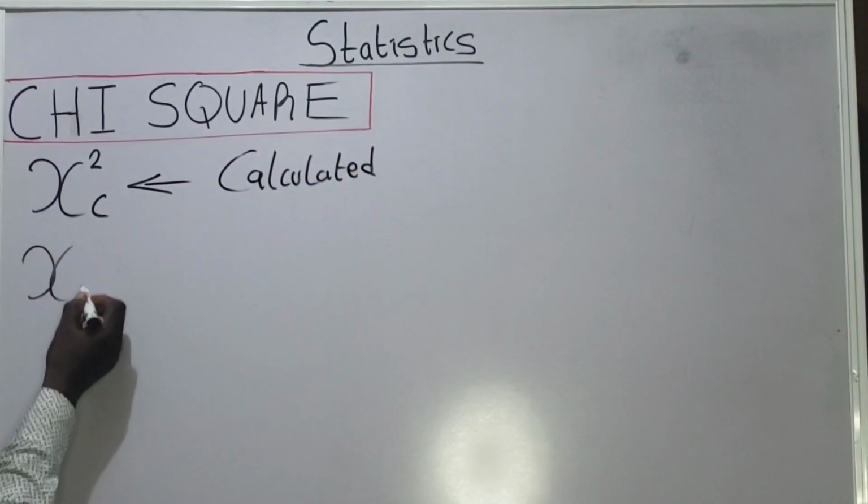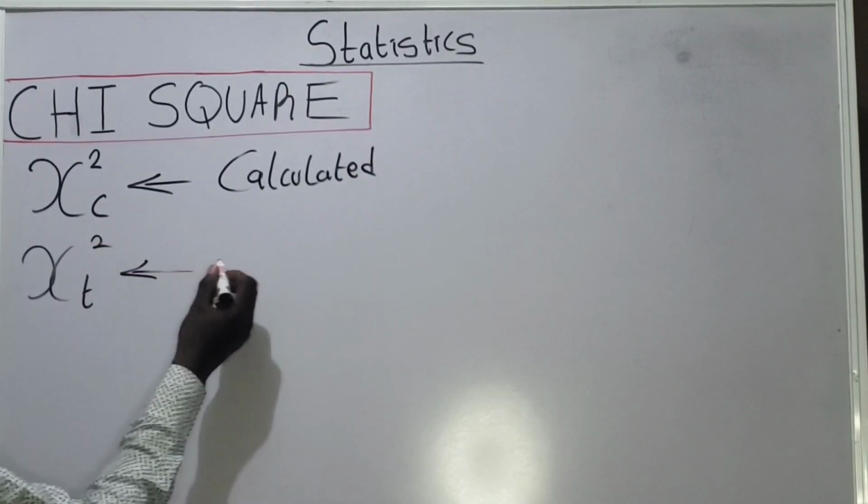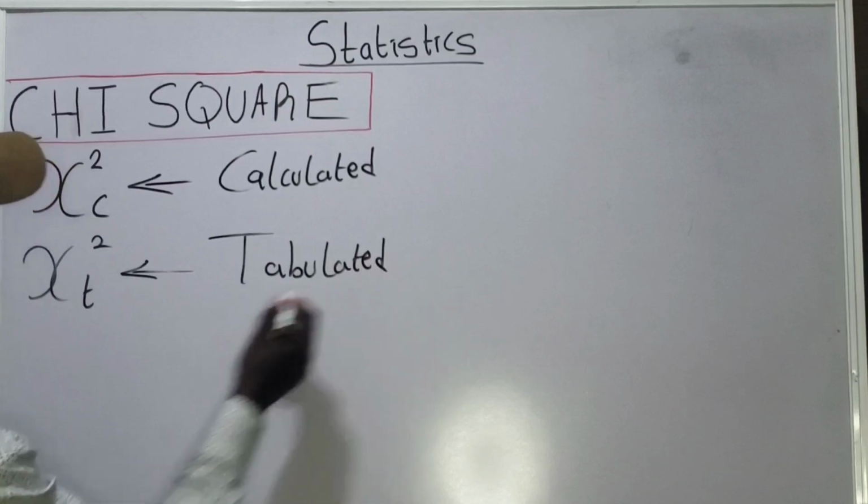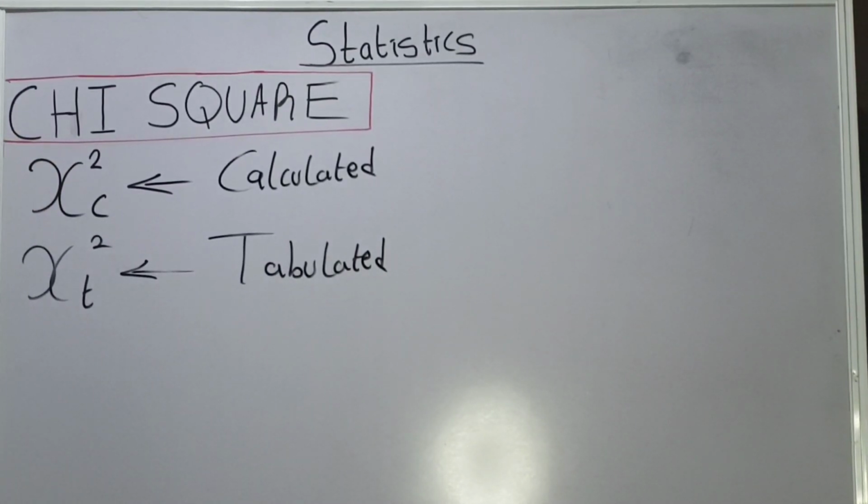Now you will have something like this. This is what we call tabulated chi-squared. Tabulated chi-squared. This one is given on the table. Don't worry, I'm going to explain. Okay, so I just gave you the symbol. Now the reason why I bring this out is because there are two conditions that I want you to understand as far as this topic is concerned.